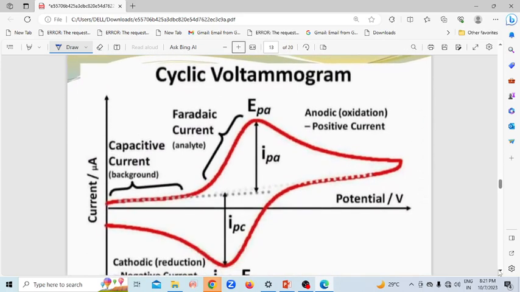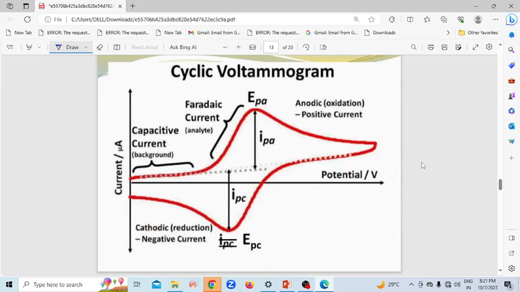Okay, this is the typical curve of a cyclic voltammogram. Again, in the plot the y-axis is current and the x-axis is potential. When you are increasing potential, the current is almost constant, then the current increases suddenly at this peak, then it decreases. So why is it happening like that?